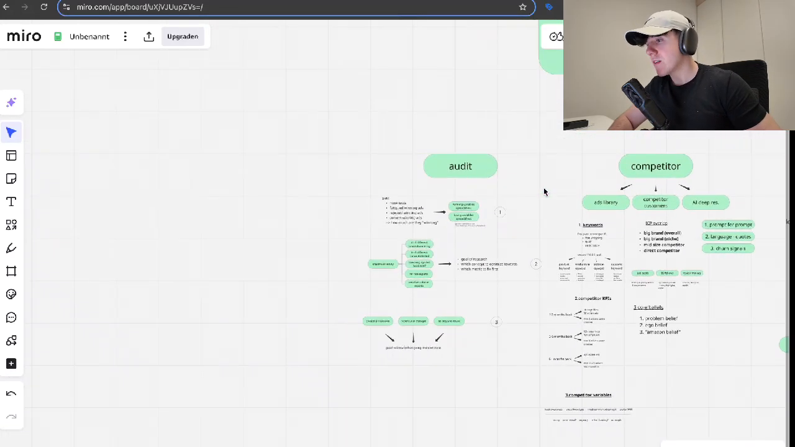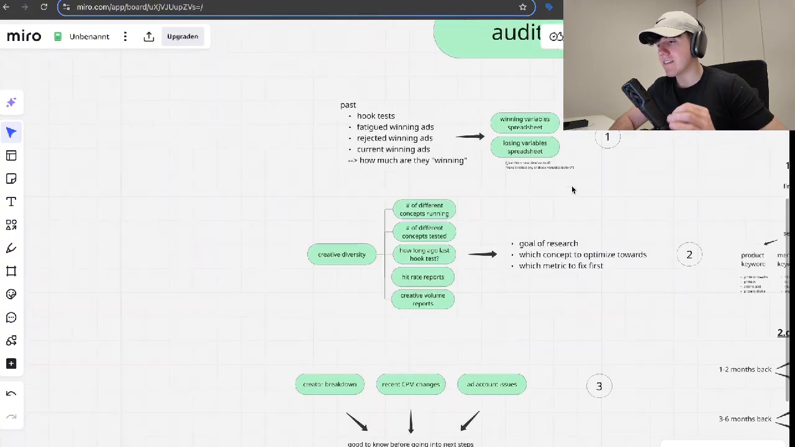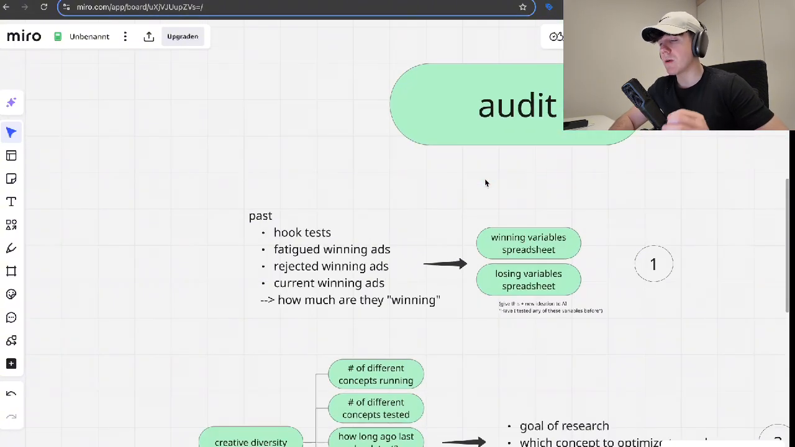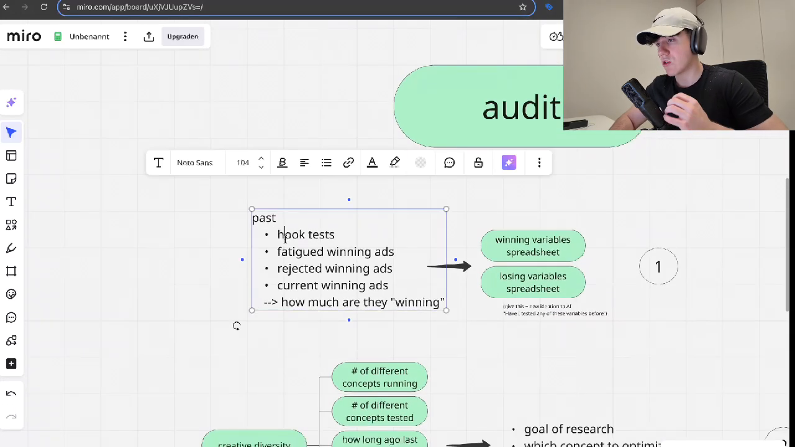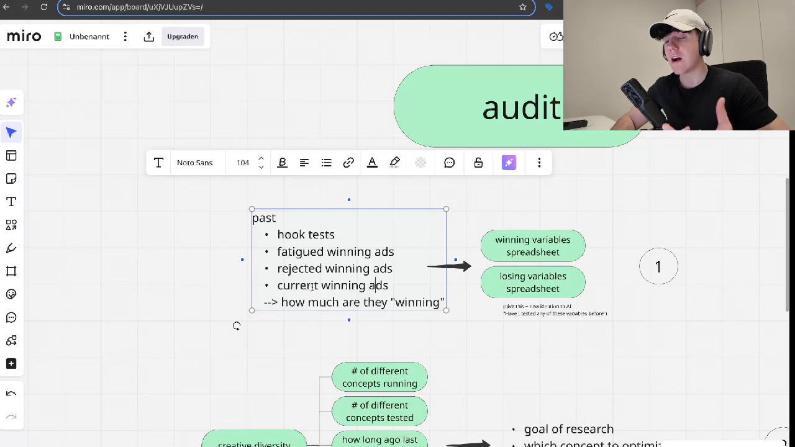Okay. So I'm going to start with the ad account audit here, which I structured in 3 different steps. What we want to do is look at the ad account, and within the ad account, we directly want to break down every past hook test that we've done, every fatigued winning ad that we've ever had, every rejected ad that we've had, and every current ad that is winning, that is doing well, that is profitably, individually spending at least like $200 a day in its own unique ad set, not in some CBO or whatever. And then we want to find out how much are they winning.